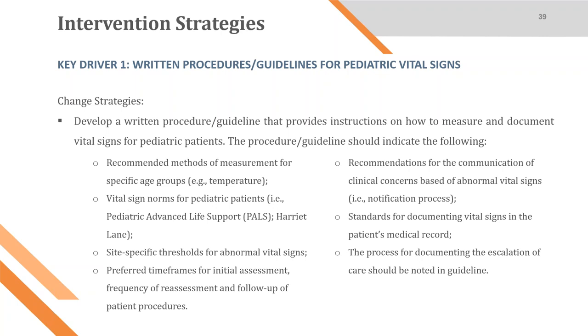of patient procedures. The next element is that the policy or procedure or guideline should have recommendations for the communication of those clinical concerns based on the abnormal vital signs, i.e., what the notification process is like for your hospital, and then standards for documenting that vital sign in the patient record. The process for documenting the escalation of care should also be noted in that guideline.